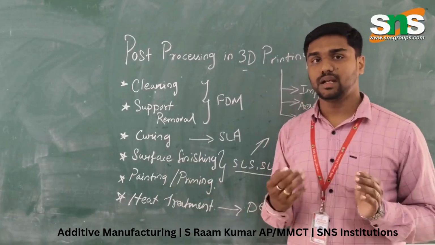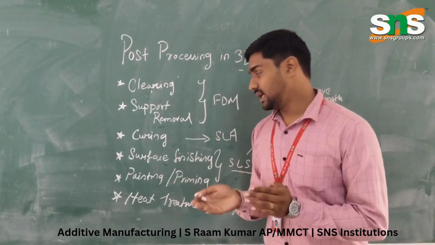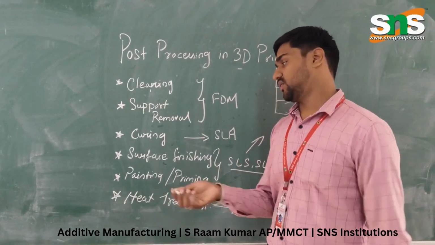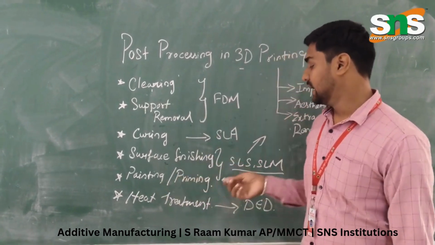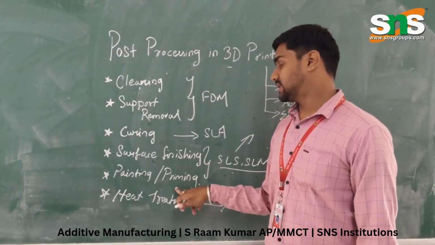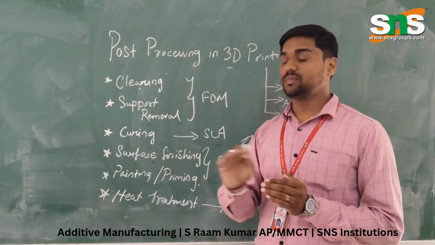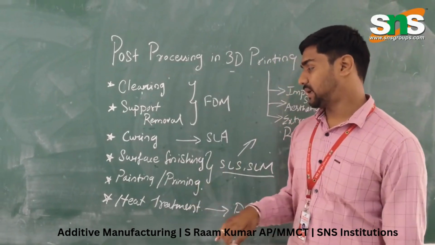Painting is something we already know about. If any coloring has to be done for an aesthetic look, it should be done on the metal product. On the other hand, priming is the process through which the upper layer of the metal powder is removed. So this is nothing but priming.